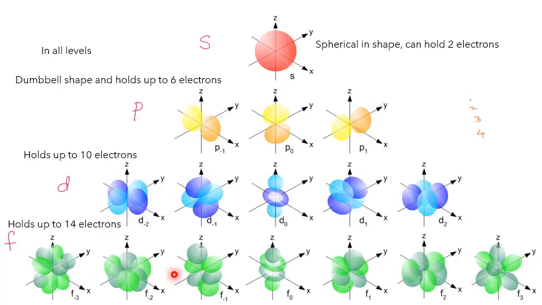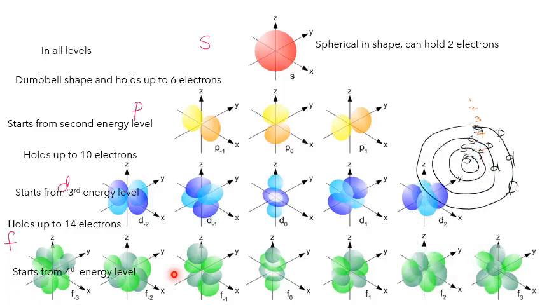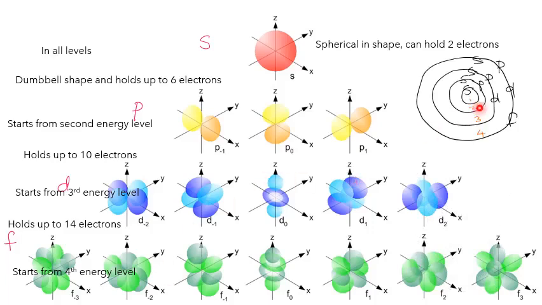In all the main levels, we can find the s orbital, but p starts only from the second energy level, that is the second main shell, d starts from the third energy level, and f starts from the fourth energy level. So in the first, second, third, and fourth levels you can find s. In all main energy levels you can find s, but p starts from the second onwards, d from the third onwards, and f from the fourth onwards.